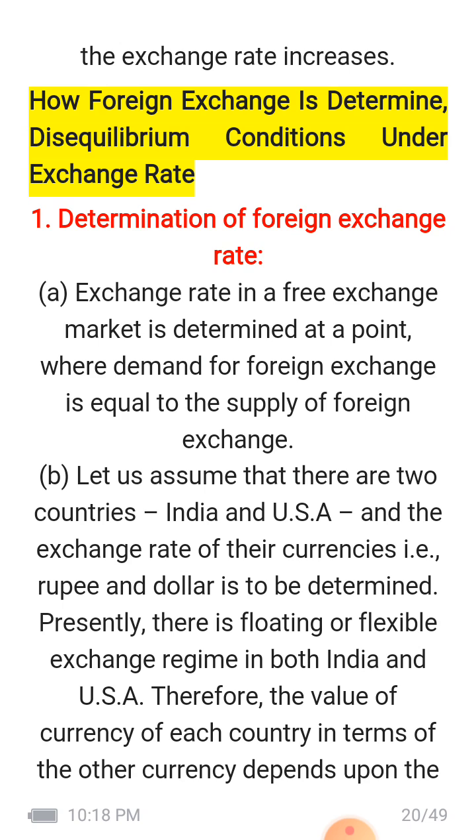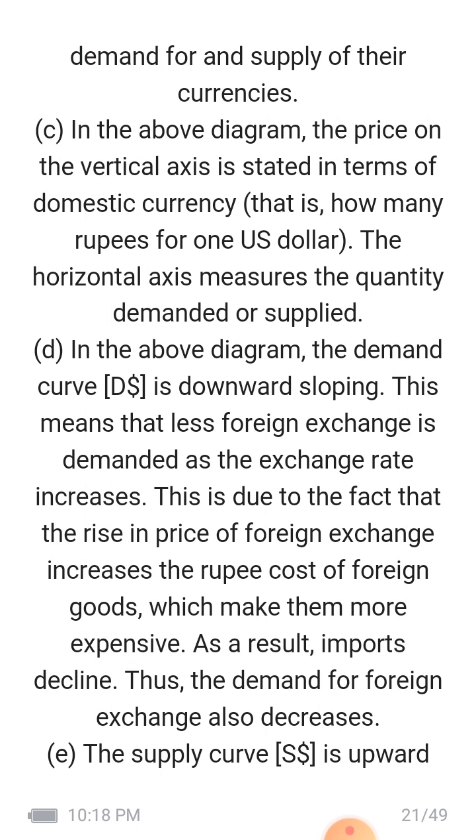So let us assume there are two countries, suppose India and USA. The exchange rate of their currencies, rupees and dollar, is to be determined. There is a floating or flexible exchange regime in both India and USA. Therefore, the value of the currency of each country in terms of the other currency depends upon the demand for and supply of their currency.